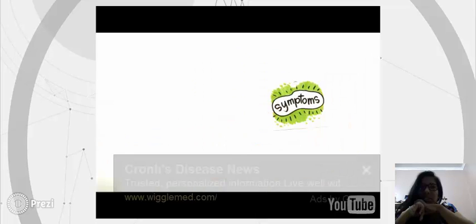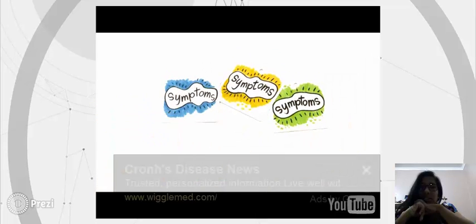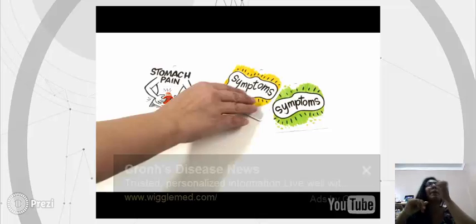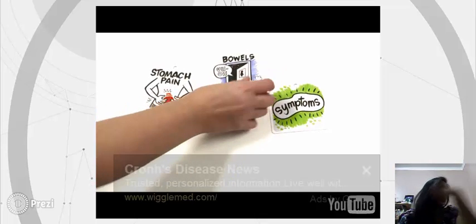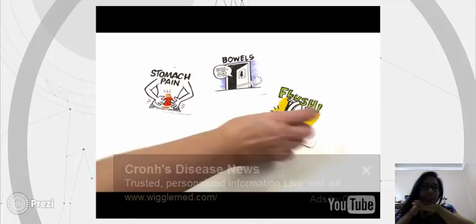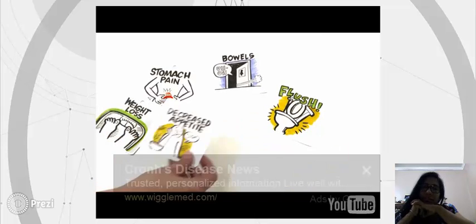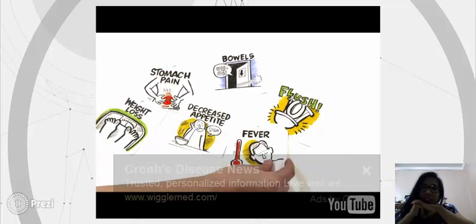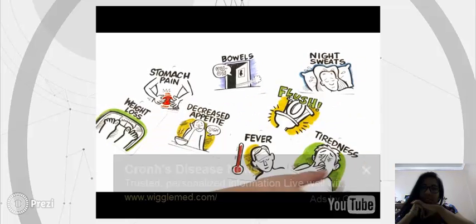The major symptoms of UC and Crohn's do, however, overlap. These include stomach pain and change in bowel habits. Almost always this means more urgent. Other symptoms include weight loss, increased appetite, fever, night sweats, extreme tiredness.